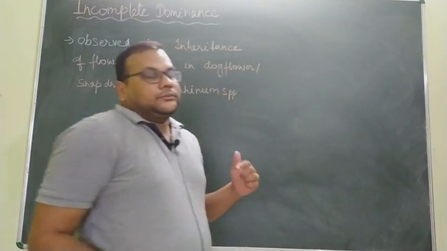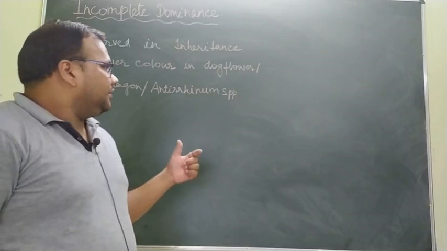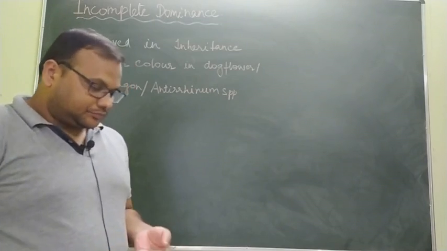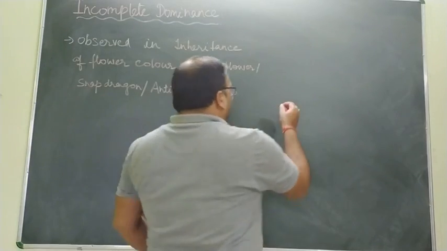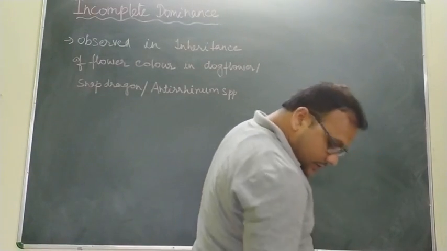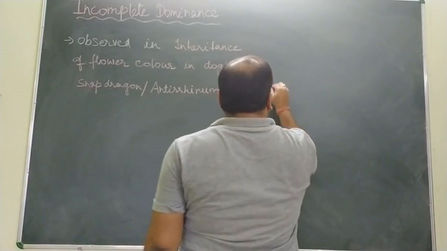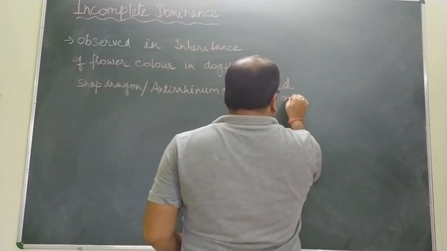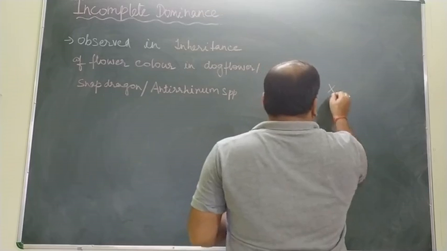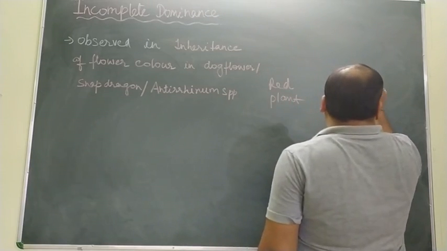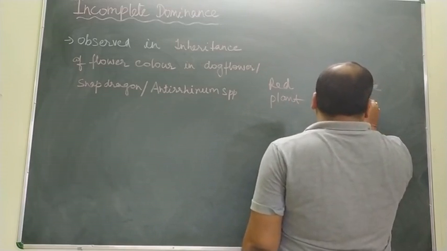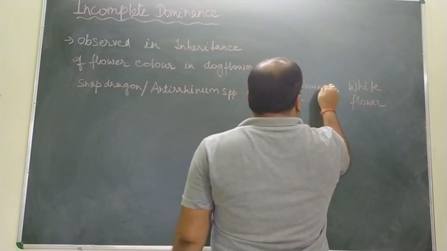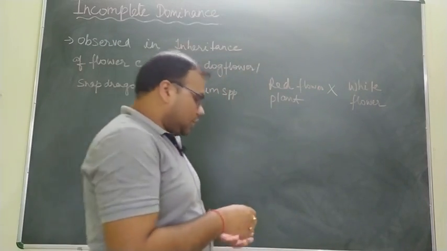So जब भी इनके रेशियोज को समझने के लिए we have to cross a male plant with a female plant having homozygous trait. So our red flower colored plant, a red plant is crossed with a plant having white flower. Red flower plant और white flower plant को क्रॉस करते हैं.